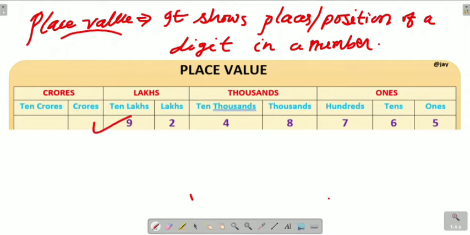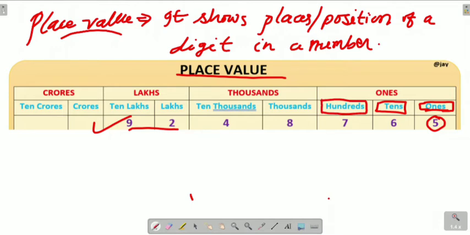Here I have taken a number. This is the place value chart and the number is 92,48,765. So in the ones place, here we can see we have 5. So what is its place value? Ones means you have to understand this place. This is the ones place, this is tens, and this is hundreds. So to find the value of this digit 5, what do we have to do? Ones means only 1, so you have to multiply with its place value. So 5 times 1 is 5. So 5 is the place value of 5.